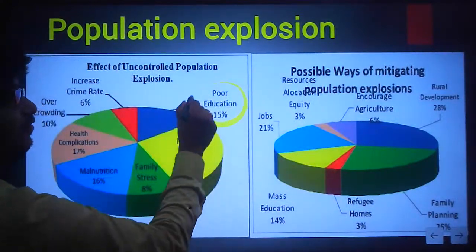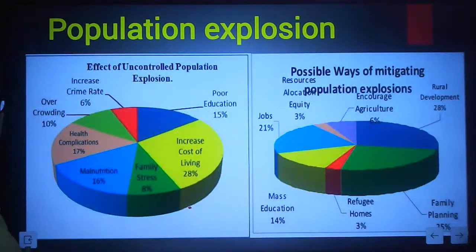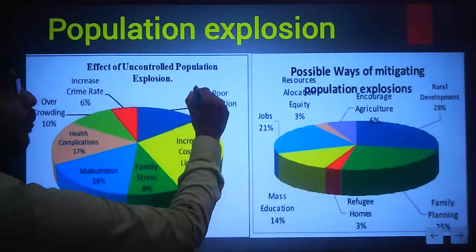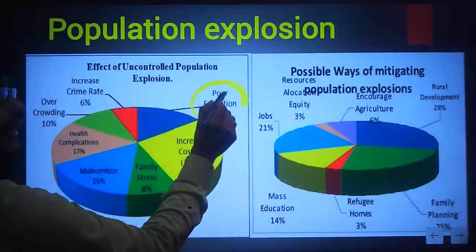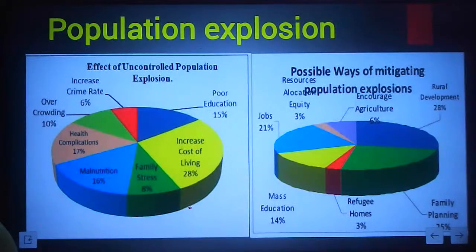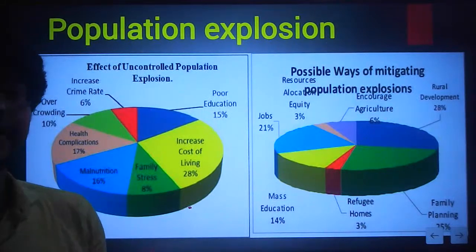Poor education. For example, in a family, the parents have got 6 to 7 kids or 5 kids, right? They cannot give proper education. So this comes to 15% in the pie chart. They cannot give a proper education to the child, which leads to poor education, and an increase in the cost of living. You would have been experiencing now what the cost was 10 years back, and what is the cost of, say, a milk packet.